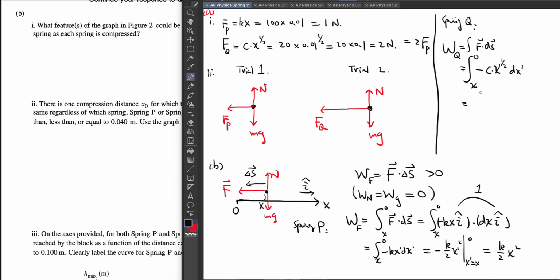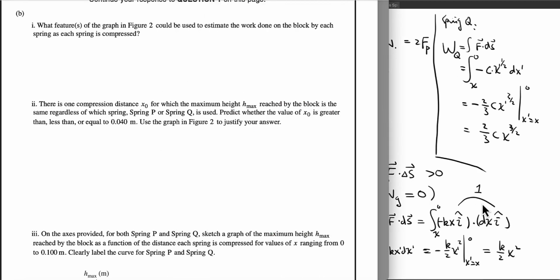So now that integral is negative, and I'm going to add 1 here, so that's 3/2, so that's 2/3 c x prime to the power 3/2, where x prime goes from x to 0. That integral will be 2/3 c x to the power 3/2. So that is the work done by spring Q. Of course, in the actual exam, you don't want to do all these things. You just want to answer this question.